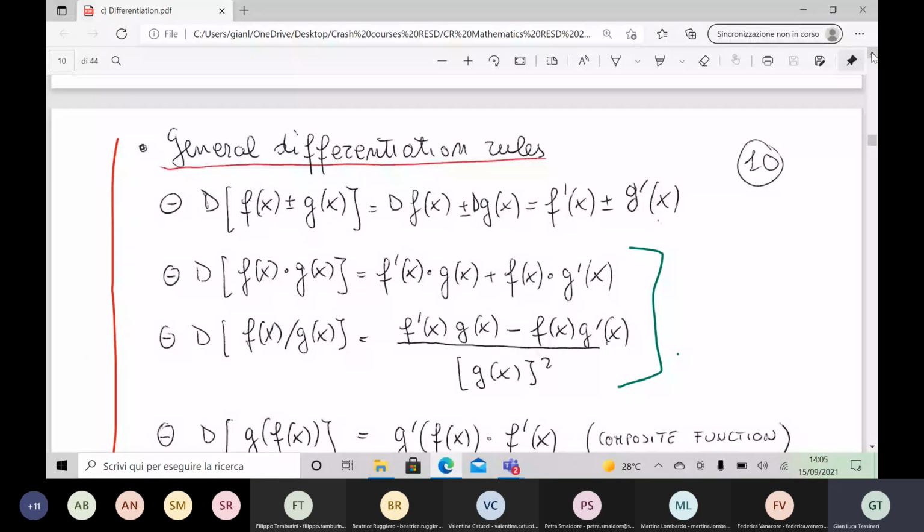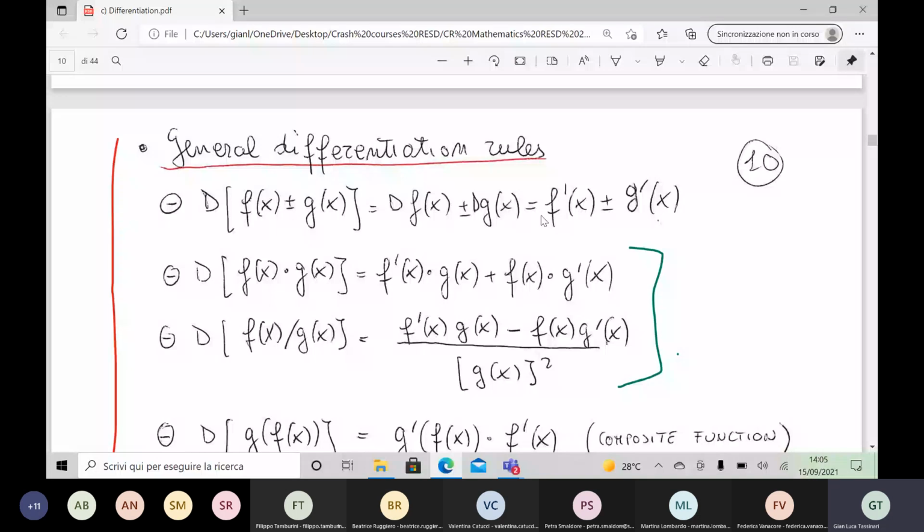General differentiation rules. So the general differentiation rules are the following. If you have D, meaning derivative, square bracket, inside the square bracket I wrote f of x plus or minus g of x. This means the derivative of the function inside the square bracket, which is the derivative of a sum, is equal to the derivative of f of x plus or minus, depending on whether you have a plus or a minus, the derivative of g of x. So the derivative of a sum in general, if you have the sum of three functions, the derivative of the sum is the sum of the derivatives of each of the functions involved.